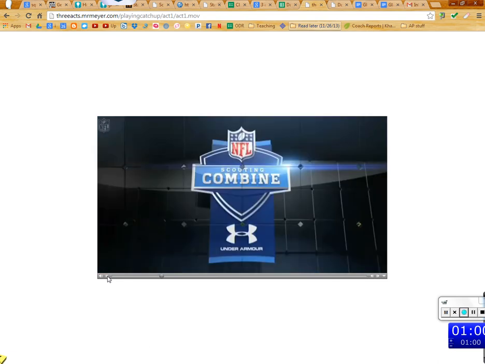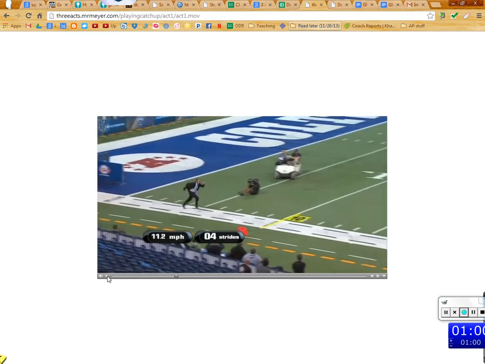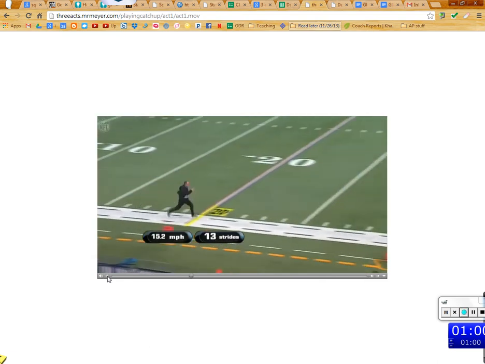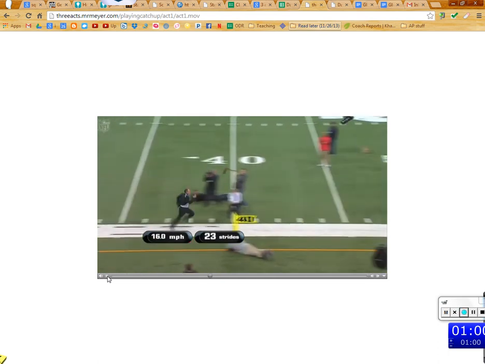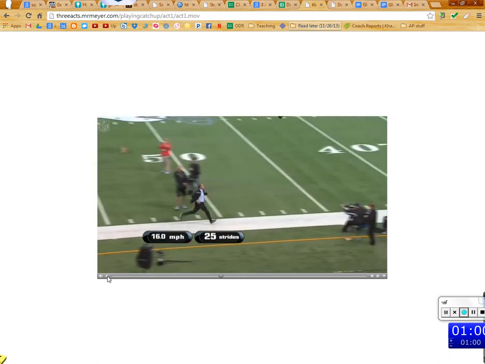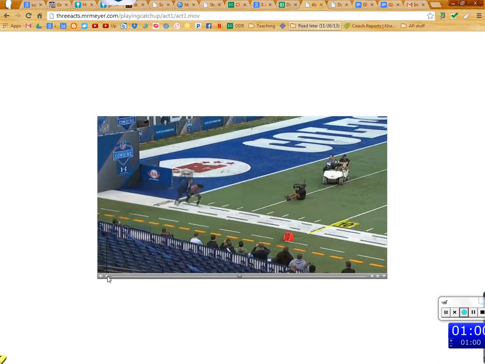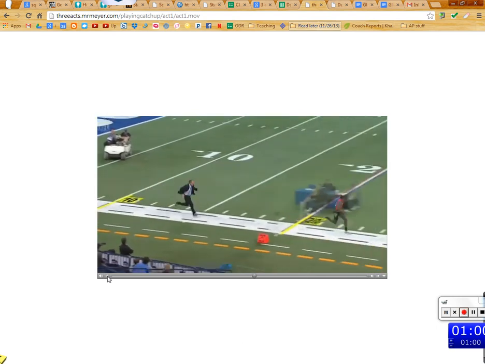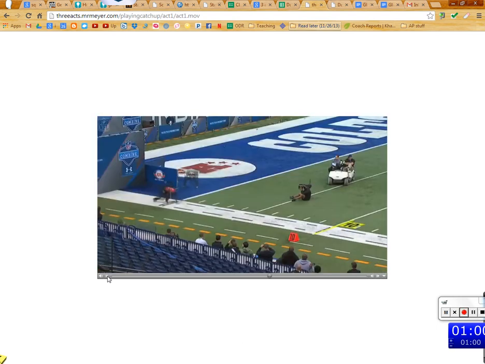Strides, that's going to be the first thing you see. Let's check you out. What are we looking at here? What are we topping out? 16.0? All right, here we have Rich versus Julio Jones. Full speed. Rich can stay in the picture.